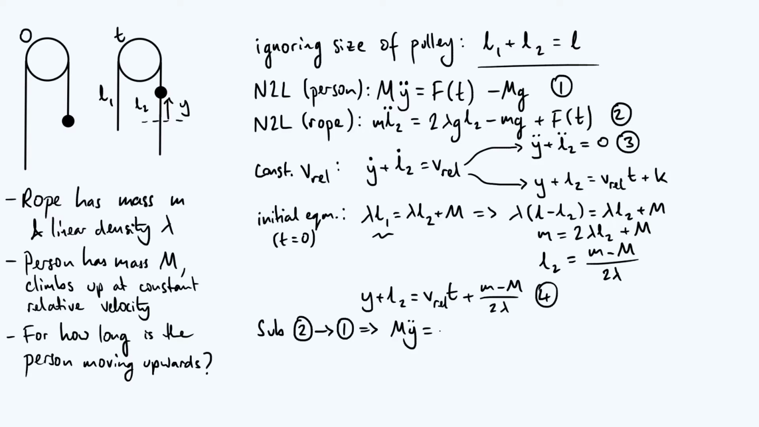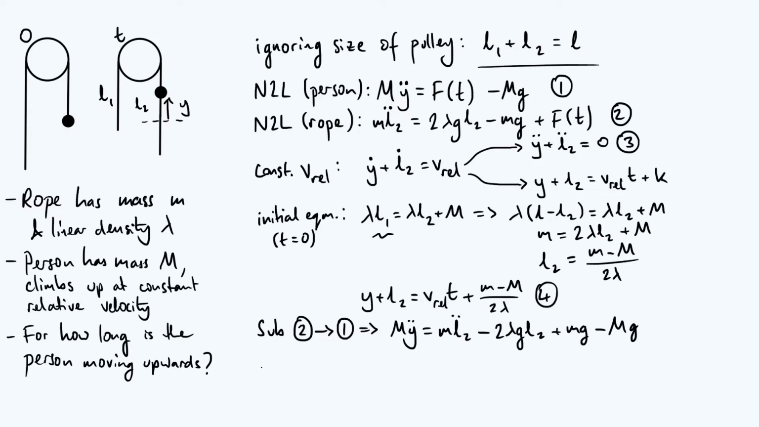Your f of t is going to become mL2 double dot minus 2 lambda g L2 plus lowercase mg. So all of that stuff there, that's your f of t from equation 2, and then you have to subtract off big Mg from the end there. So now all we've got to do is eliminate this L2 double dot and this L2 because we want everything to be only in terms of y.